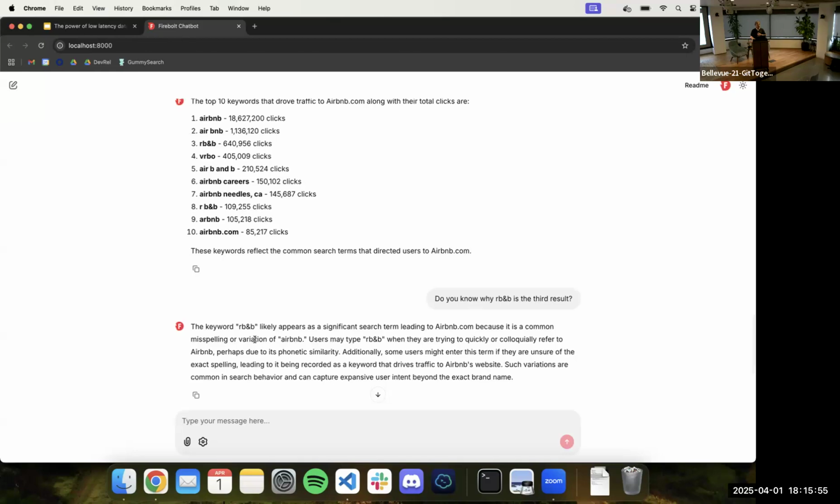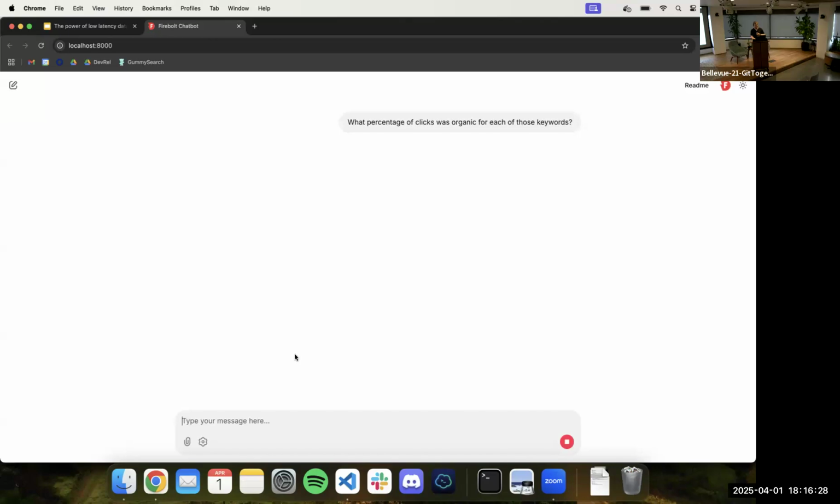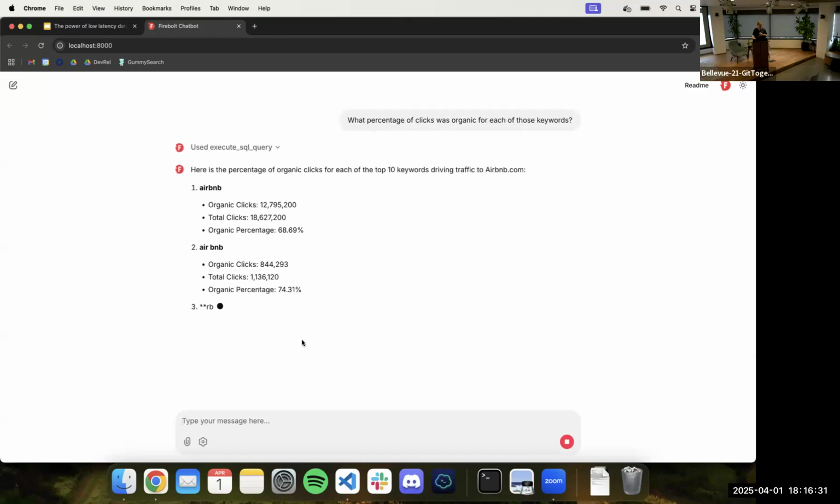So maybe we can ask with this demo, what about organic traffic? In the world of web analytics, you ask whether traffic's organic or inorganic. Inorganic means that it was an ad put at the top of the search engine. You're searching for something else, and a website has intercepted, put that little promoted thing on the top of your Google search results. What percentage of clicks are organic for each of those keywords? If my hypothesis is correct, we're going to see a lower percentage for Verbo.